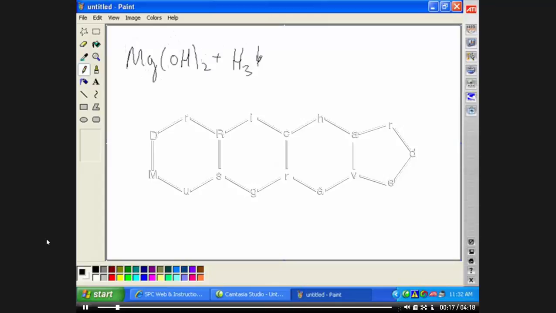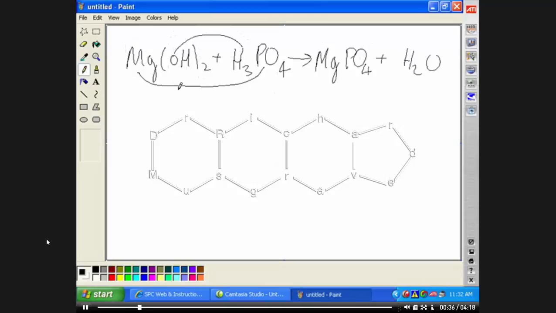plus H3PO4. Mg will join with the PO4. The H will join with the OH. So we've got Mg and PO4 over here, just one of each, plus one H plus and one OH minus to give H2O. We're not joining all of that stuff together, just one H plus and one OH minus. That's all we need. That gives us H2O.